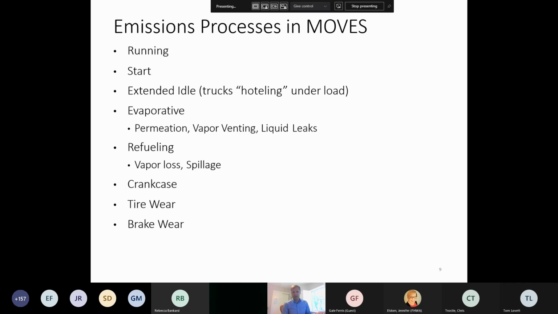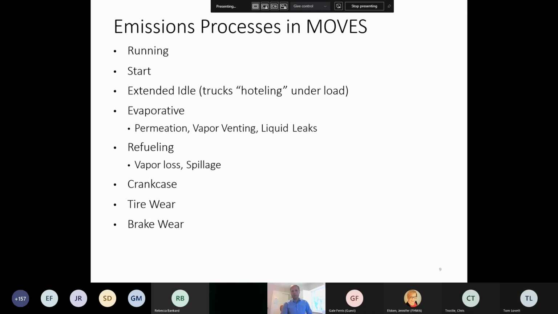Refueling: when you refuel your car, as you fill the tank up, those vapors have to go somewhere. Now they're forced through a carbon canister, but you still have some loss to the atmosphere. So those emissions are in the model. You've also got crankcase emissions coming from the crankcase, which is never perfectly sealed. So you're going to have some of those emissions.